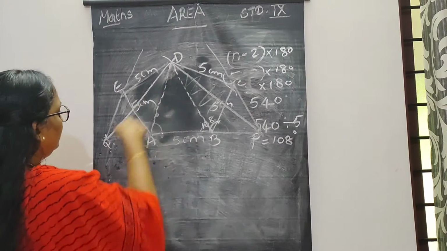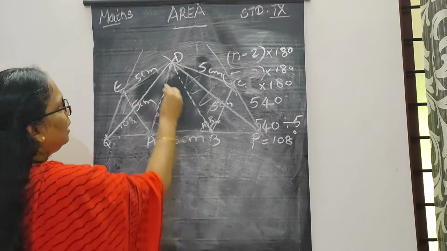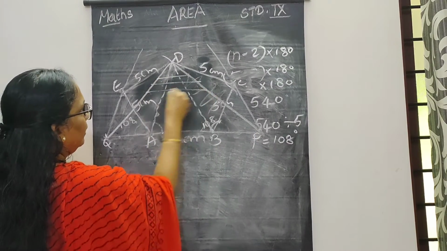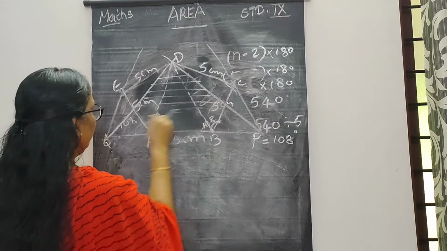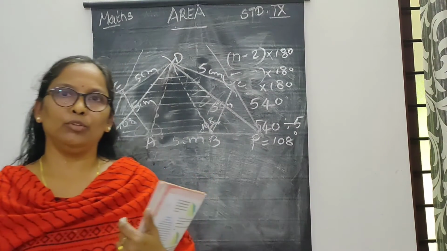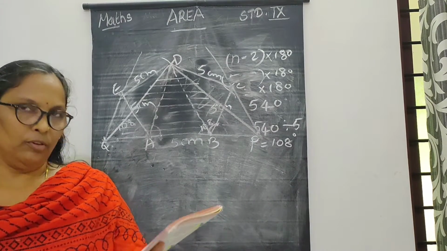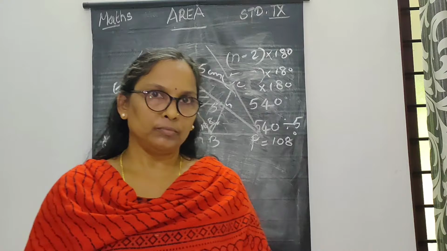What is that triangle? Triangle DQP. This is the newly made triangle from the pentagon, and the area of this triangle is equal to the pentagon. Okay, so you have to draw this in your notebook.